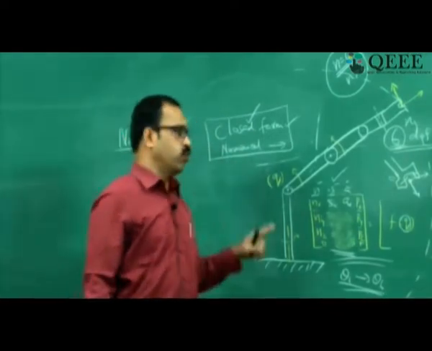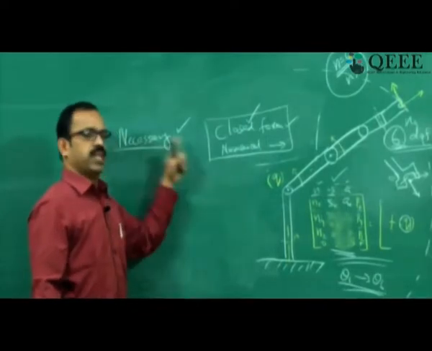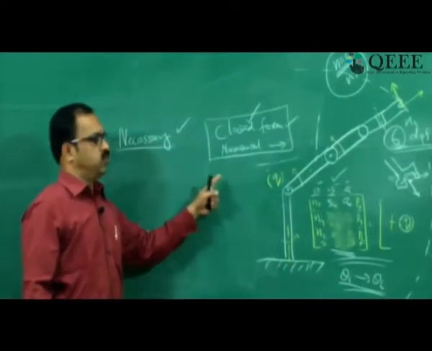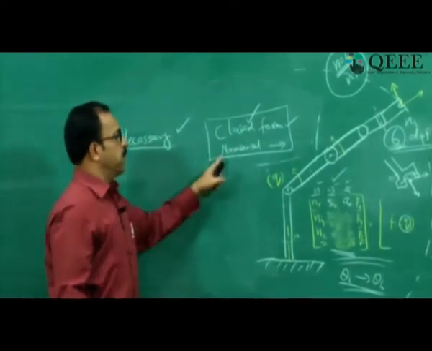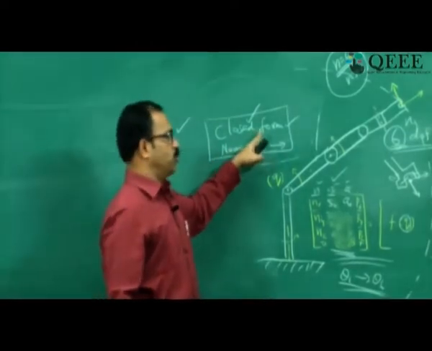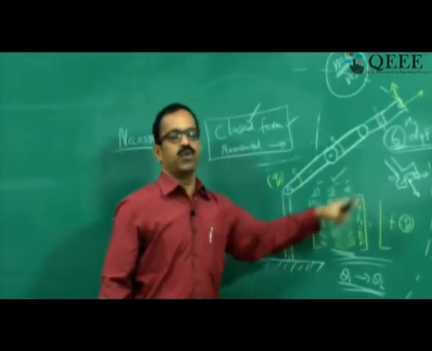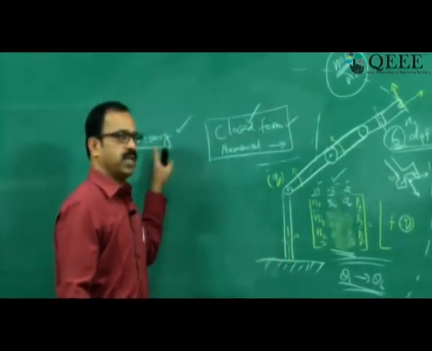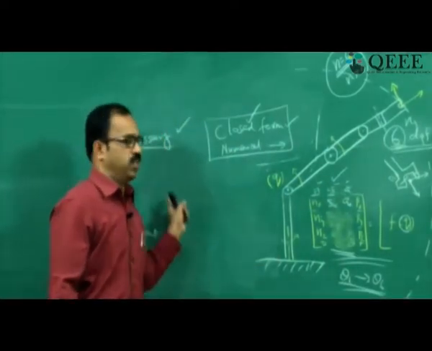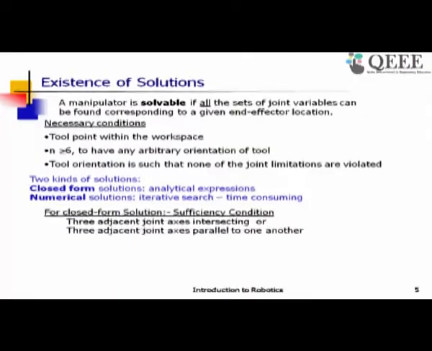So closed form solution uses the trigonometric relationships and the algebraic equations we saw; you use those equations and solve, that is known as closed form solution. And when the closed form solution is not possible, we will go for a numerical solution. By iterative search, you try to find a solution which satisfies all the conditions given in the inverse relationship.